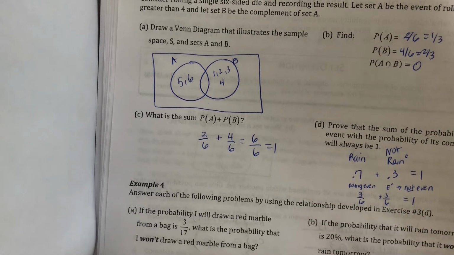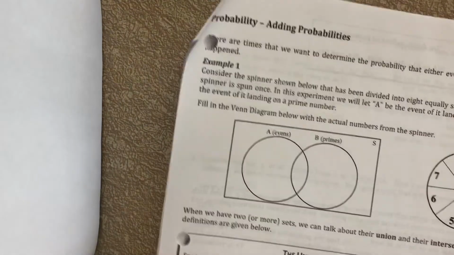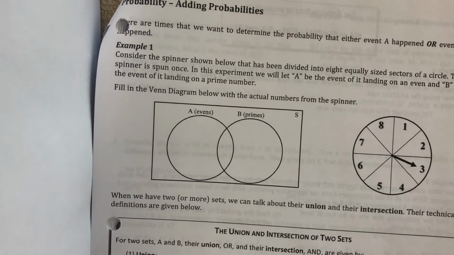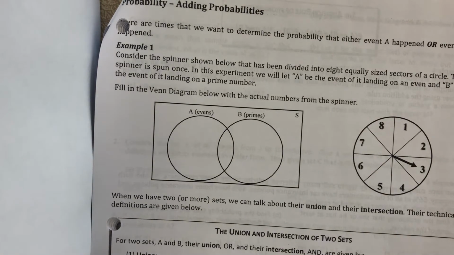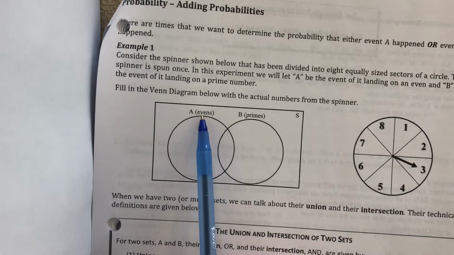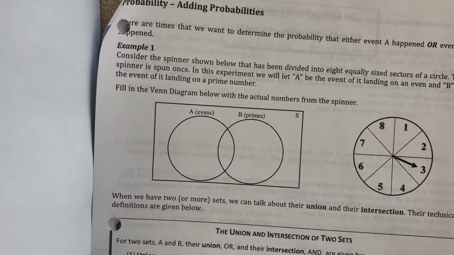So next up, we're going to get to adding probabilities. So I go to the next page here. I'll start in with this example at the top. Example 1. We've got a spinner that's divided into 8 equal sized sections of a circle. We're going to spin the spinner once. A is the probability we'll land on even. B is a prime number. Remember, a prime number is divisible by 1 and itself only.